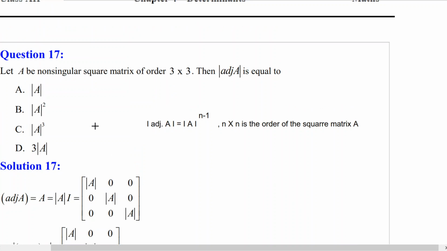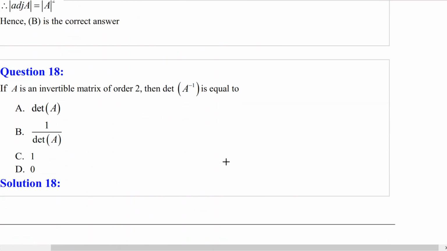Question number 17. A is non-singular. Singular matrices are those matrices for which determinant is 0. And he's saying it is a non-singular square matrix, that is, the determinant is not 0, of order 3 by 3. Then the determinant of adjoint A is always equal to determinant A raised to power n minus 1, where n is the order of the square matrix. So since the order of the square matrix is 3, determinant A raised to power 3 minus 1, that is 2. Okay, this much is enough, no need for the proof.